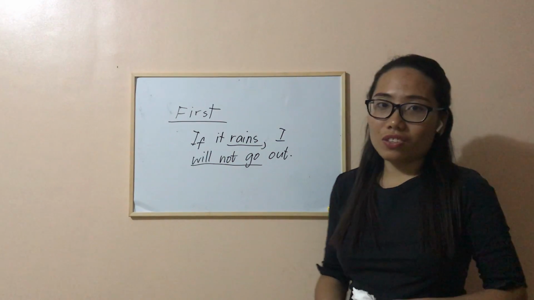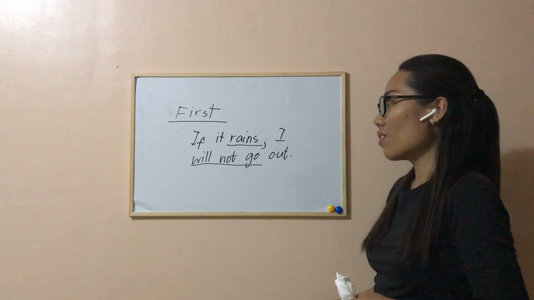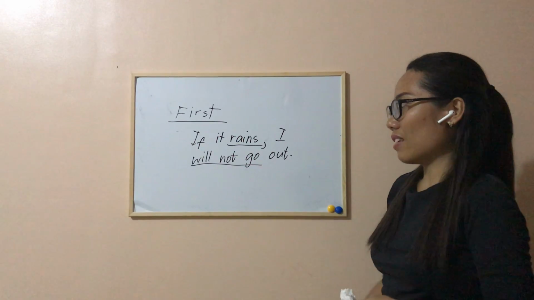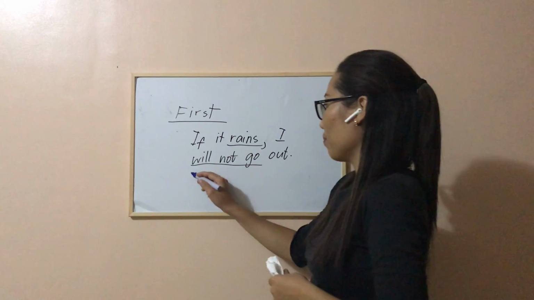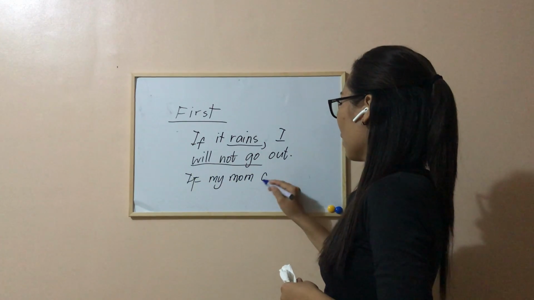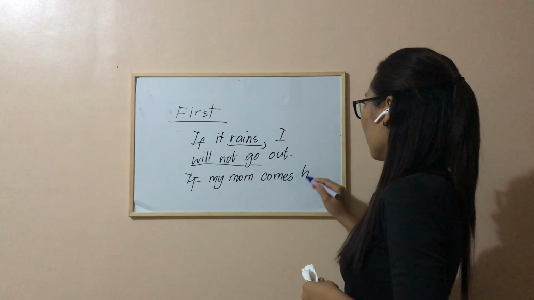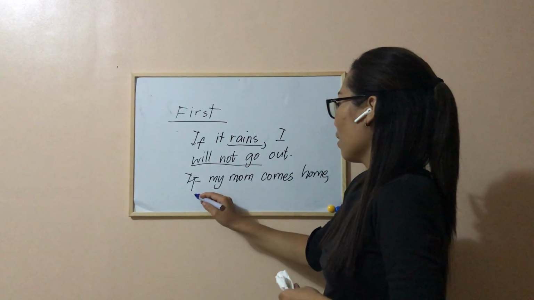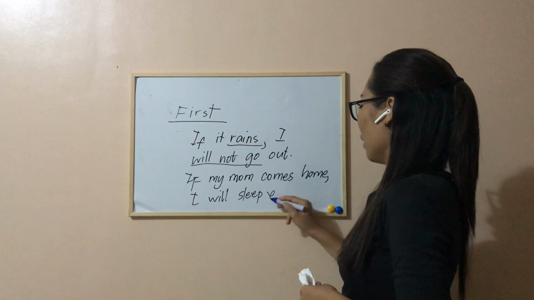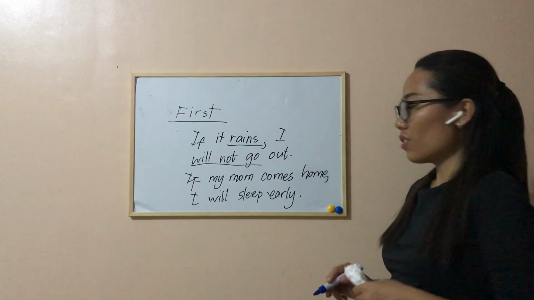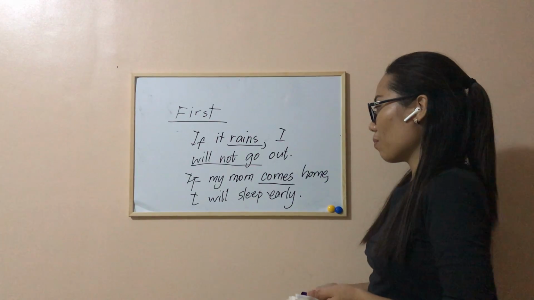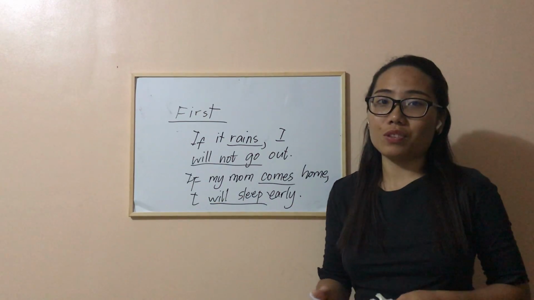Again, you can interchange the two clauses. You can say, I will not go out if it rains. Okay, so let's have another example. For example, if my mom comes home, I will sleep early. The same thing: we have the if clause, with the word comes, the present tense, and for the main clause we have will sleep, which is simple future tense.